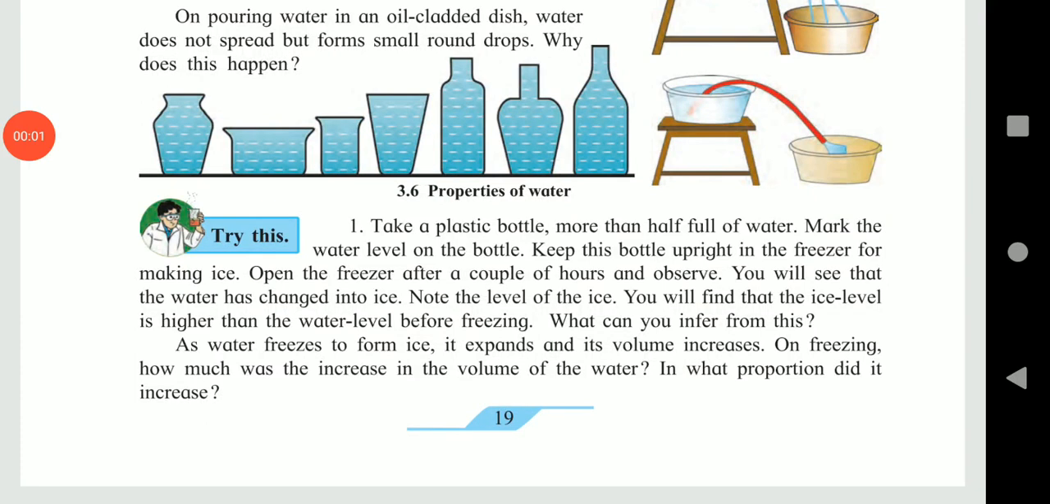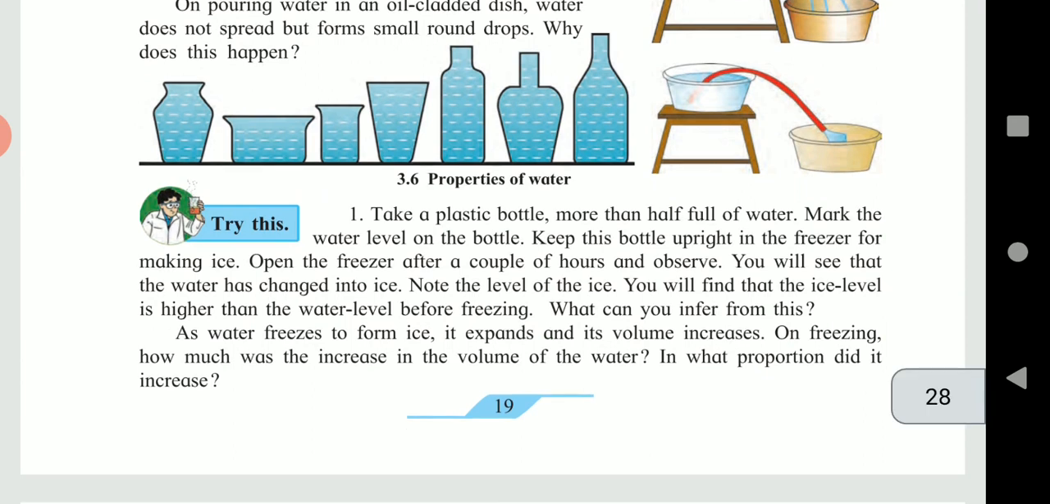Hello students, today we are going to learn our science lesson number 3, properties of natural resources. In the previous lecture we learned about the different properties of water. Now let us study these properties in detail. First, see the activity on page number 19.